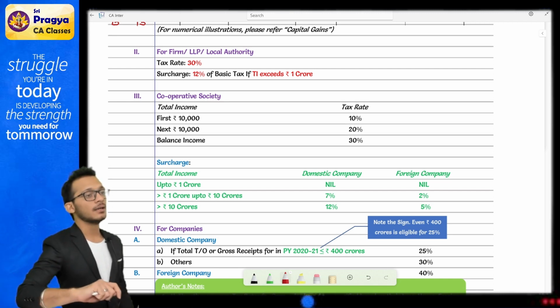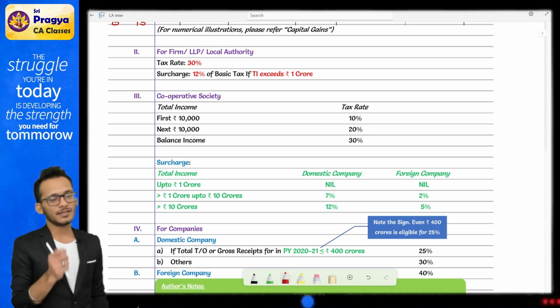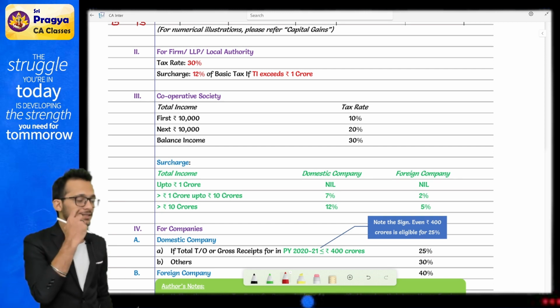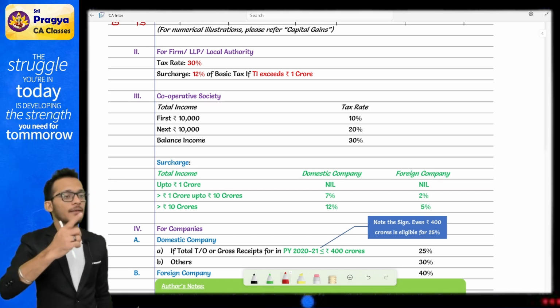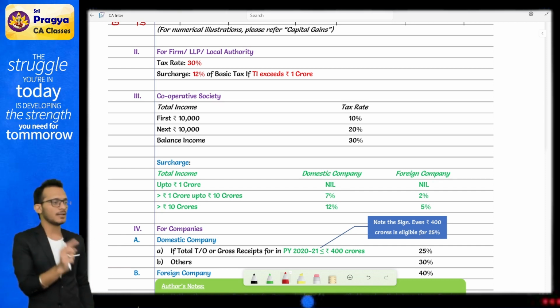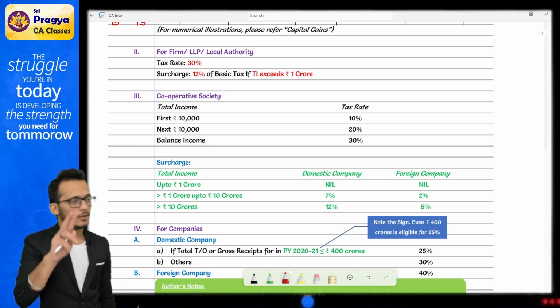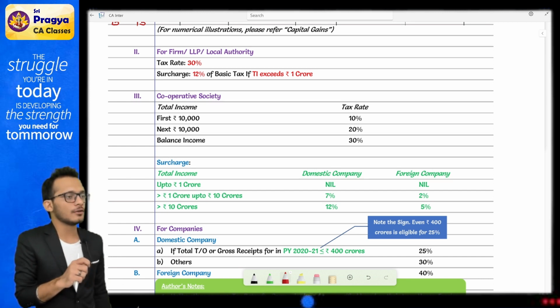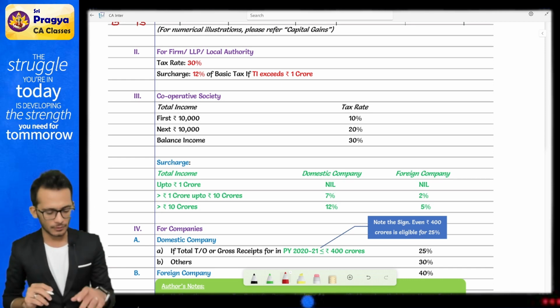Assuming you are a rich company, you are now liable for surcharges. When it comes to surcharges, income tax comes and says that, boss, check what your income is. If your income is 0 to 1 crore, or 1 crore to 10 crore, or above 10 crores. If it is 0 to 1 crore, no surcharge. If it is 1 crore to 10 crores, domestic will pay 7, foreign will pay 2. If it is more than 10 crores, domestic will pay 12, foreign will pay 5. That's what the rule is.